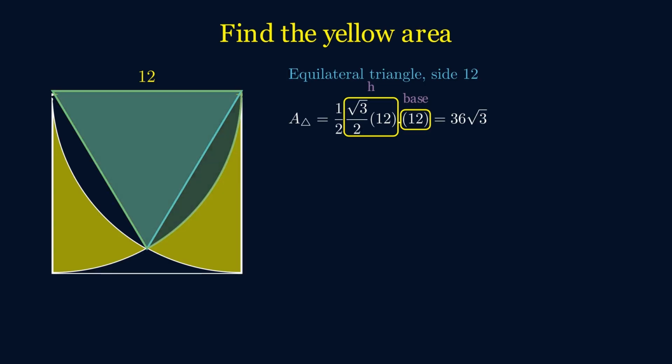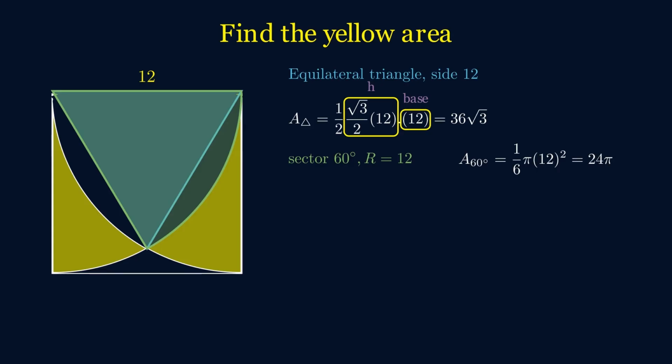Next, let's look at the 60-degree sector at the top left corner. Between the ray going to the meeting point of the arcs and the ray going straight across the top, we've got a 60-degree slice of a circle with radius 12. The area of a full circle of radius 12 is pi times 12 squared, which is 144 pi. A 60-degree sector is 1/6 of the circle. So this sector has area 1/6 times 144 pi, which is 24 pi.